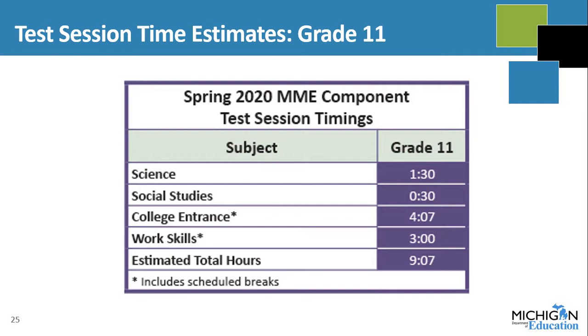The operational M-STEP science test is a 1-part test and is estimated to take 90 minutes. The M-STEP social studies is also 1 part, and the total testing time is estimated at 30 minutes.